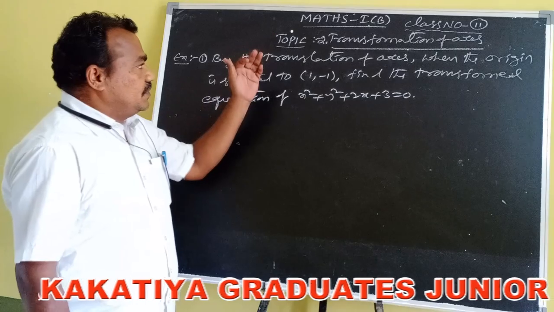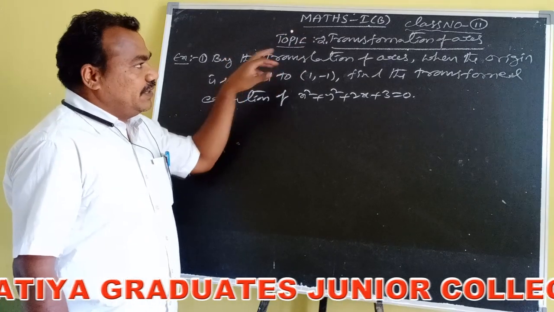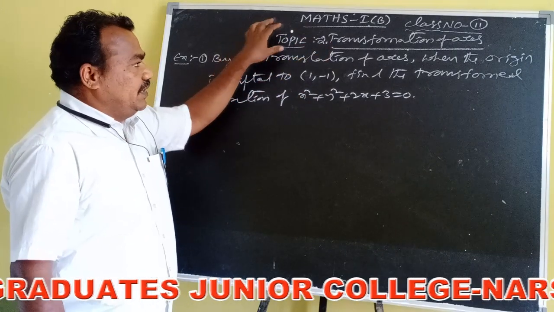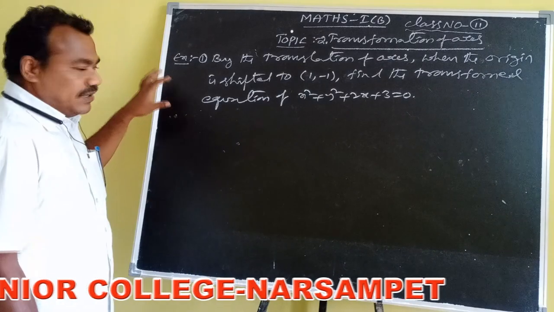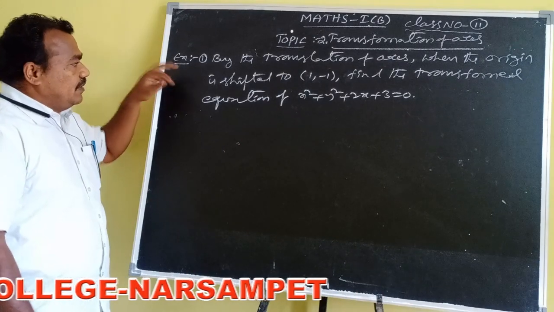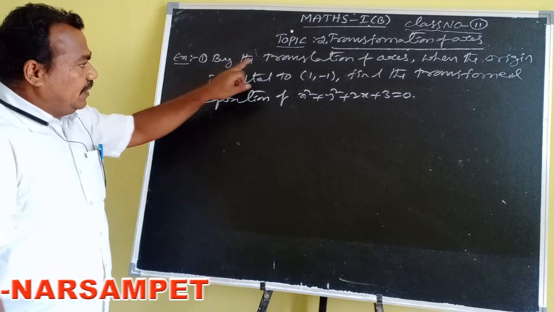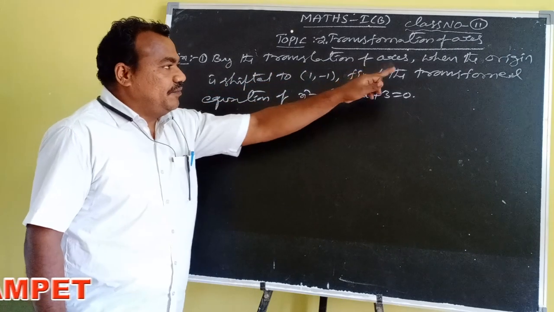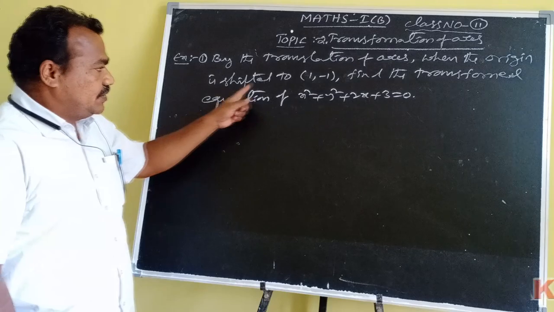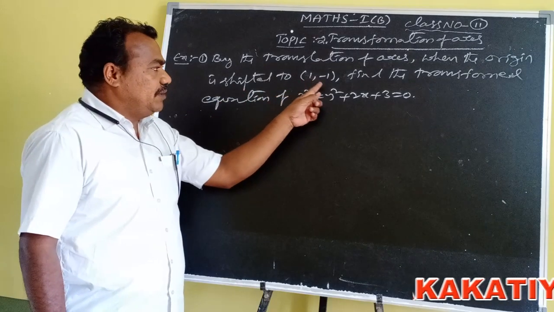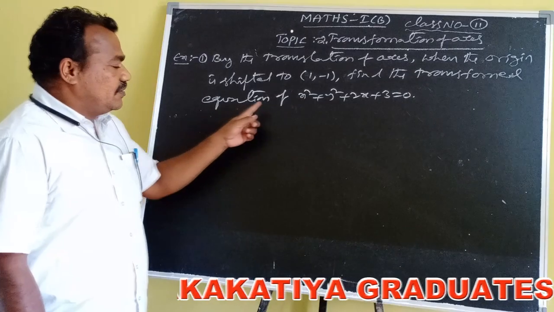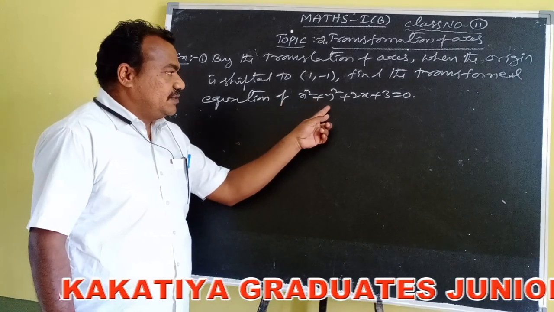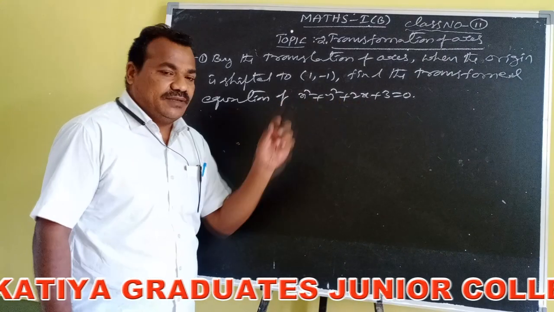Now, Mathematics 1B, today class number 11, the topic is transformation of axis. Here is one of the example. By the translation of axis, when the origin is shifted to the point (1, -1), find the transformed equation of x square plus y square plus 2x plus 3 is equal to 0.